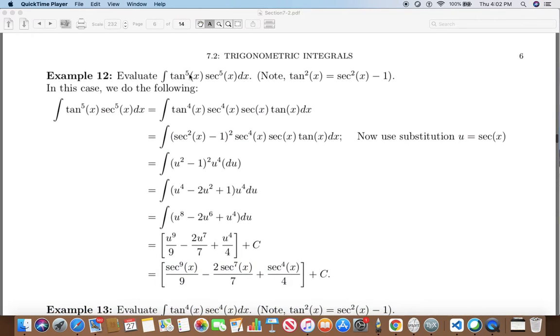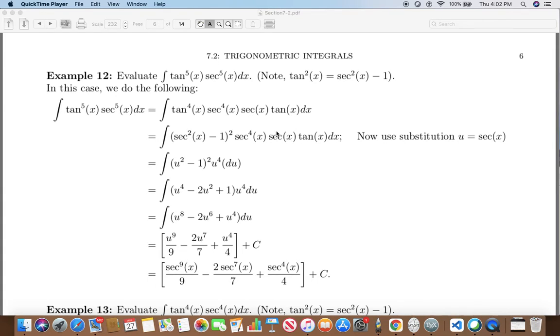Evaluate tan power 5, secant power 5. Now here we are going to use tan squared is secant squared minus 1. Okay. Now tan power 5, secant power 5. Well, I'll remove one of the tans aside, one of the secants aside. Tan power 4 is nothing but tan squared power 2, which is secant squared minus 1 power 2. Secant power 4 is secant power 4.